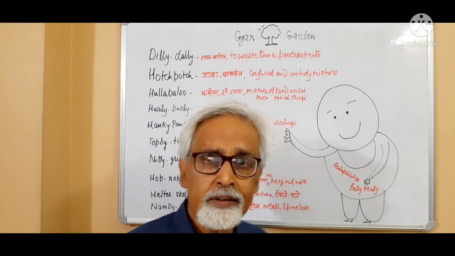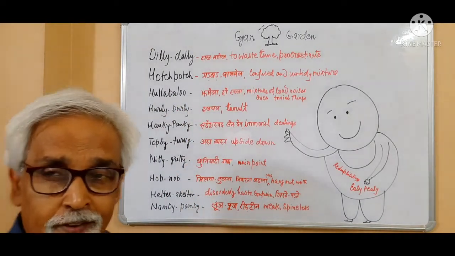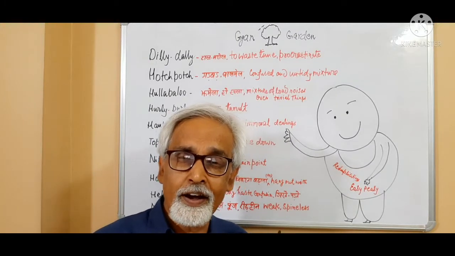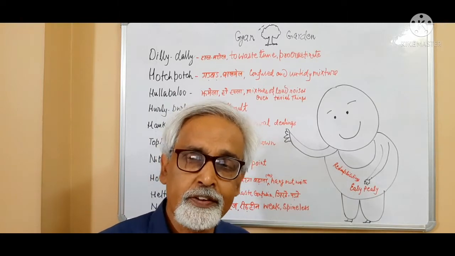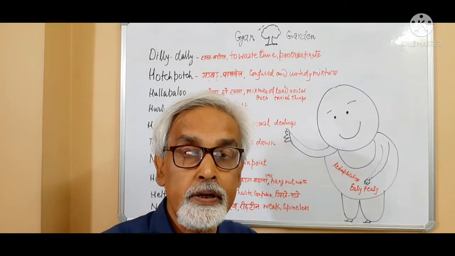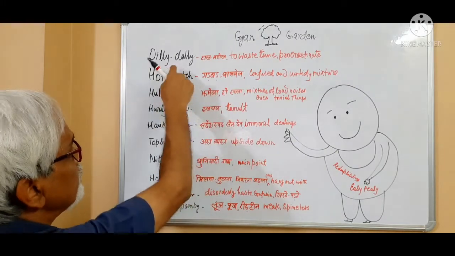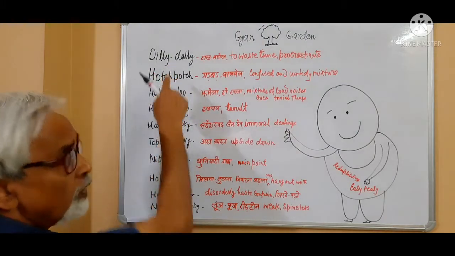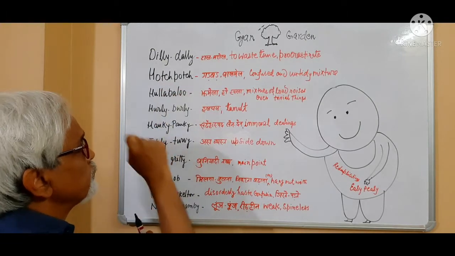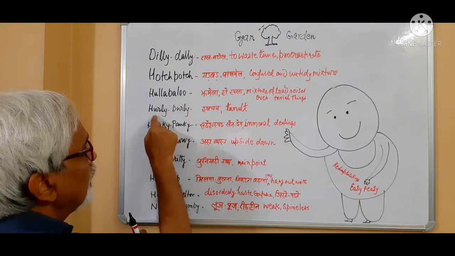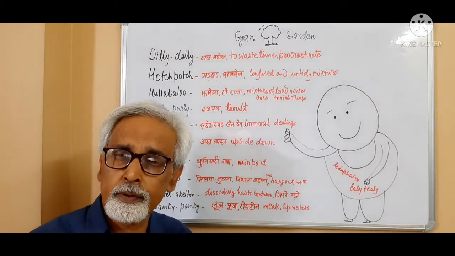Now let us see another word, hodgepodge. Hodgepodge is a very common reduplicative word. Now, you may well ask what a reduplicative word is. It is quite obvious. You see here, these words contain two parts: dilly-dally, hodgepodge, hula-balu, hurly-burly, hanky-panky, and the likes.